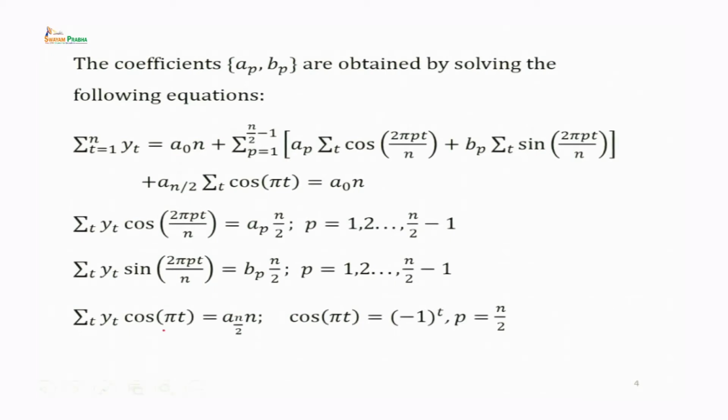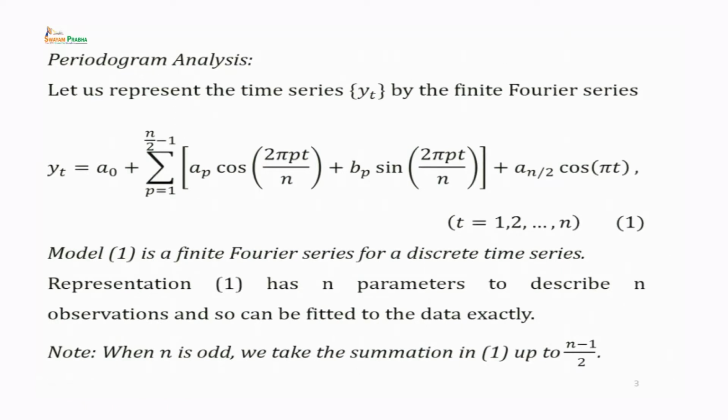And for the last term, you multiply both sides by cos pi t. Cos pi t y t, and you multiply all the terms by cos pi t. Here you get cos square pi t, and then you take summation over t. So, the sum of all other components becomes 0. Finally, you obtain summation over t y t cos pi t equal to a n by 2 summation over t cos square pi t.